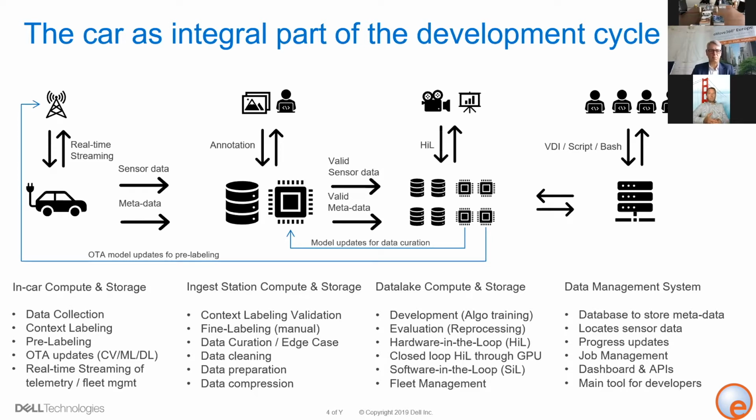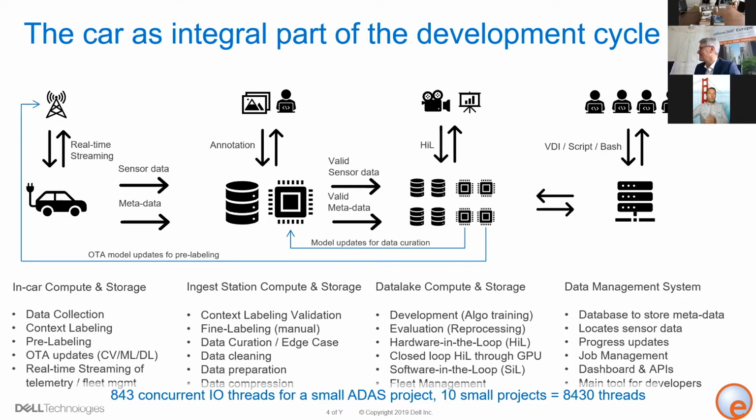For example, a typical use case is that your algorithm is not able to detect vehicles on a German highway under 120 kilometers per hour. The developers could locate all test cases and scenarios to cover the missing parts or the missing training examples to improve the algorithm. What I'm typically seeing for a small ADAS project is that you have around about 850 concurrent in and out threads that are reading and writing data.